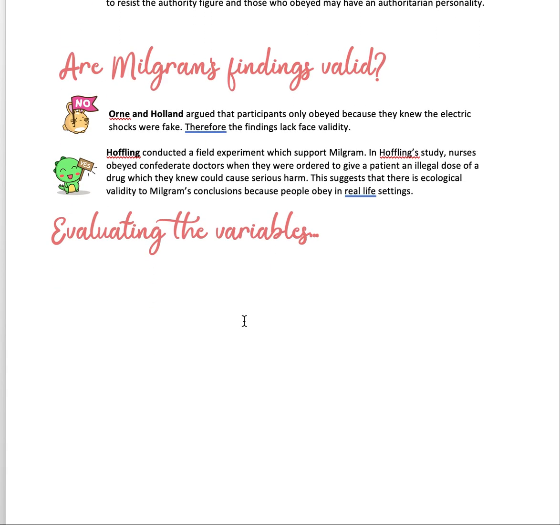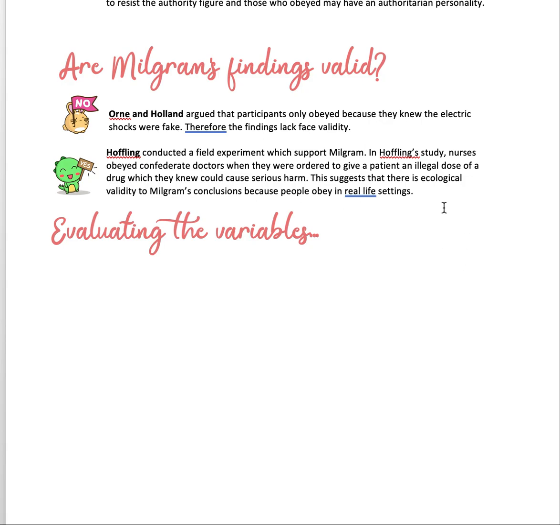Are they valid? So Orne and Holland said some only obeyed because they knew the electric shocks were fake, so that means they were affected by demand characteristics, so it wasn't measuring what they intended to, so it lacks face validity. So they weren't actually measuring obedience due to that factor. You could then actually challenge that with Sheridan and King, so the idea that they repeated the study on dogs where they were obviously receiving a real electric shock because you can't tell a dog to act, and participants still obeyed. So therefore that counter argues against this point, because obviously no demand characteristics were at play there.